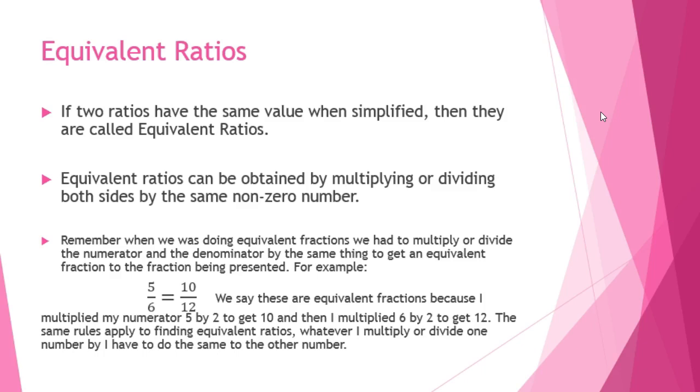For example, 5/6 equals 10/12. These are equivalent because I multiply my numerator by 2, which was 5 times 2 to get 10, and then I multiplied my denominator, 6, by 2 to get 12. The same rules apply to finding equivalent ratios. Whatever I multiply or divide one number by, I have to do the same to the other number.